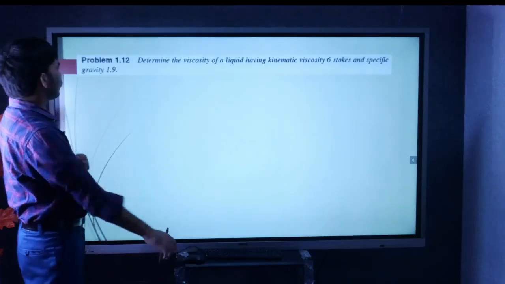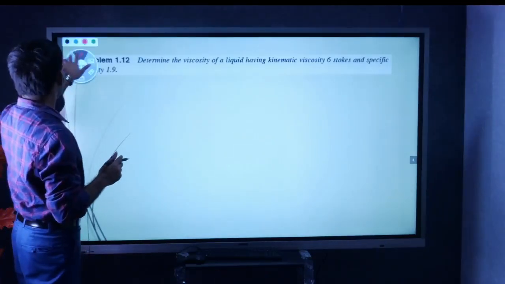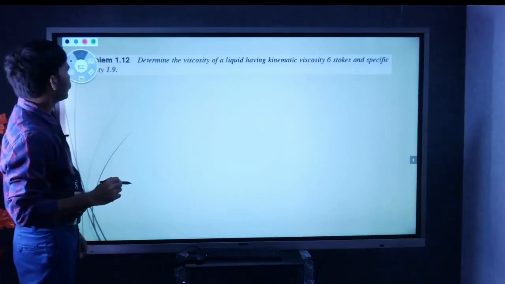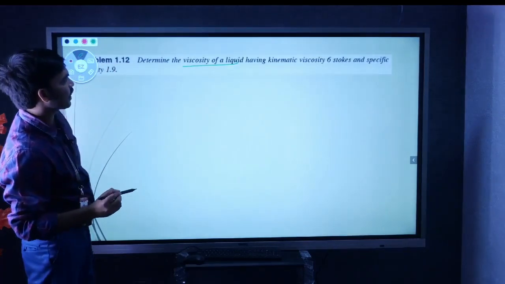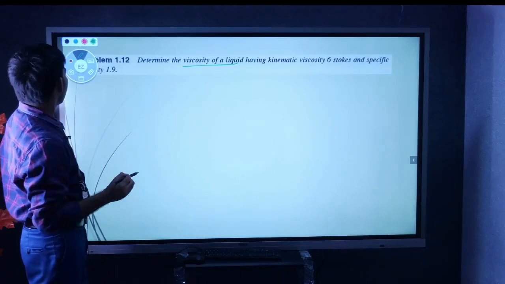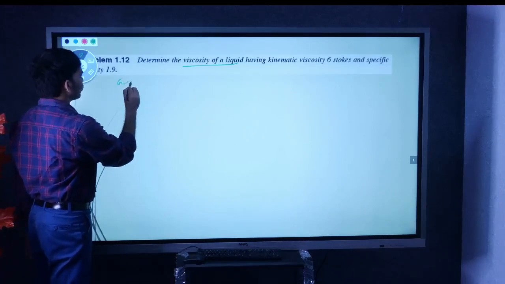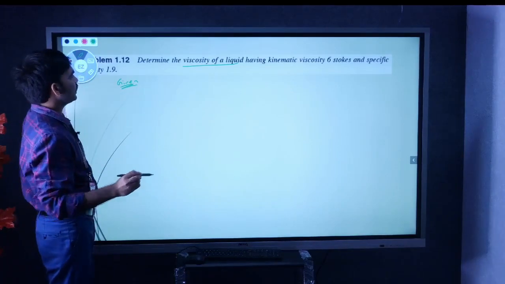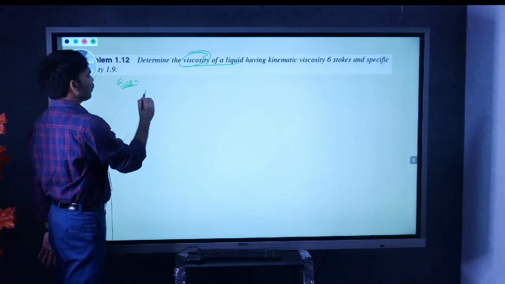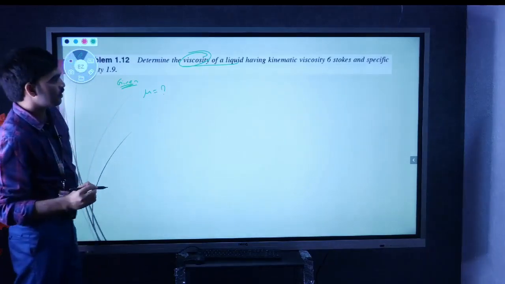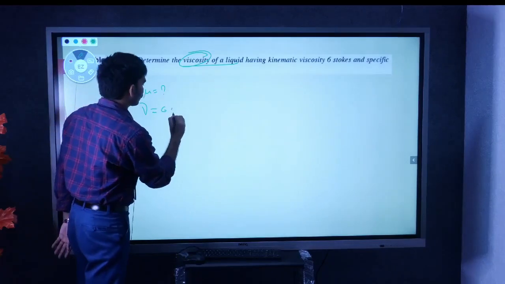And we will try to solve another problem related to kinematic viscosity. So you have to find out the viscosity of the fluid having a kinematic viscosity 6 Stokes and specific gravity. See, first what is given in the problem? Viscosity you have to find out. This viscosity means dynamic viscosity. So mu you need to find out. Kinematic viscosity nu is given, that is 6 Stokes.